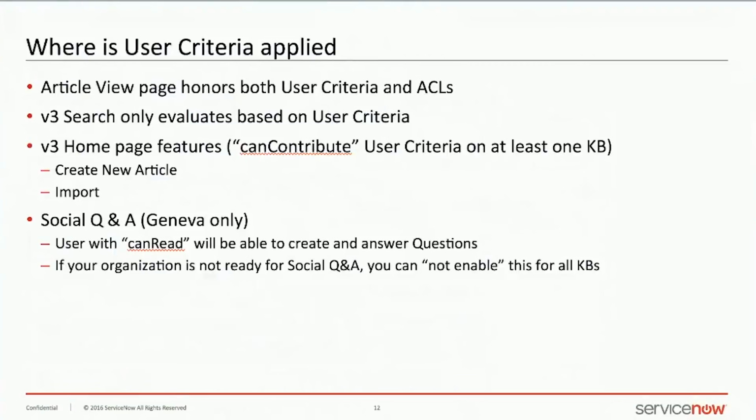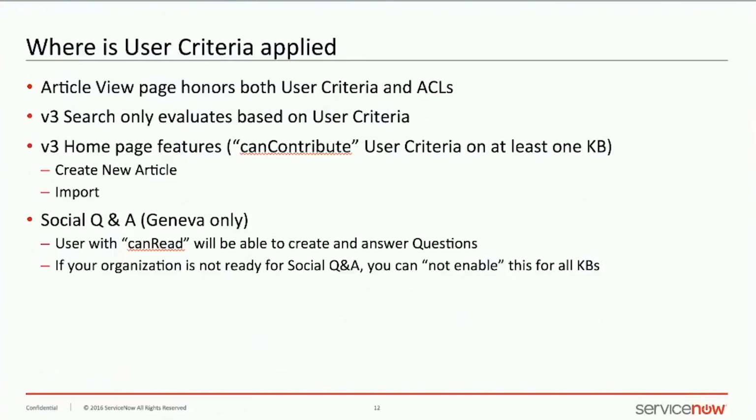So if you really want to control your user access on $knowledge.do, then you would want to use user criteria as much as possible for your knowledge articles. On the v3 homepage, which is also $knowledge.do, you see a couple of buttons called Create New Article and Import. Now we do get questions on that: how can you restrict those buttons to be available to users?